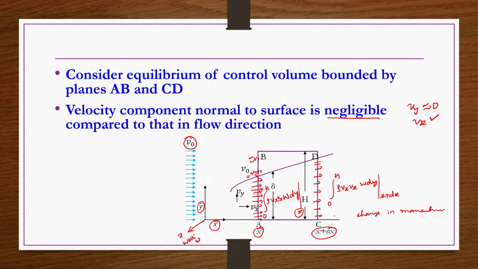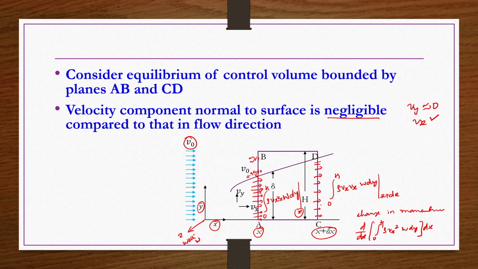Momentum rate in the x direction would be nothing but this minus this divided by delta x, as delta x tends to 0. So that is nothing but d by dx of integral 0 to h rho Vx square W dy dx. And now we understand more momentum is coming in at AB, but less momentum is going out at CD.